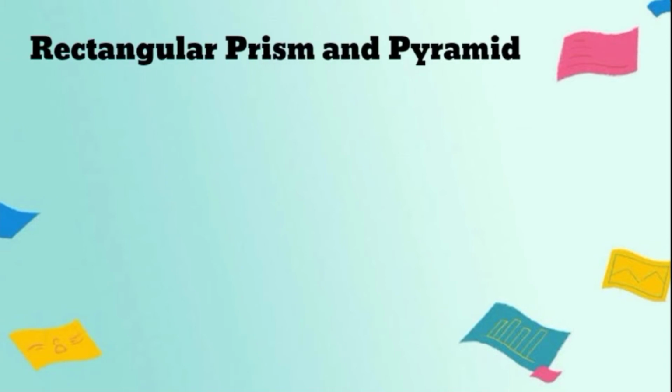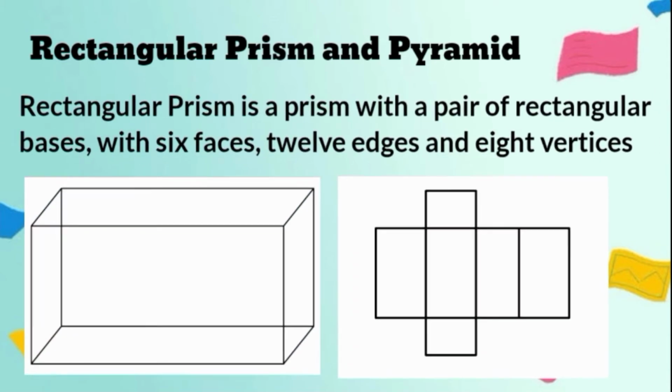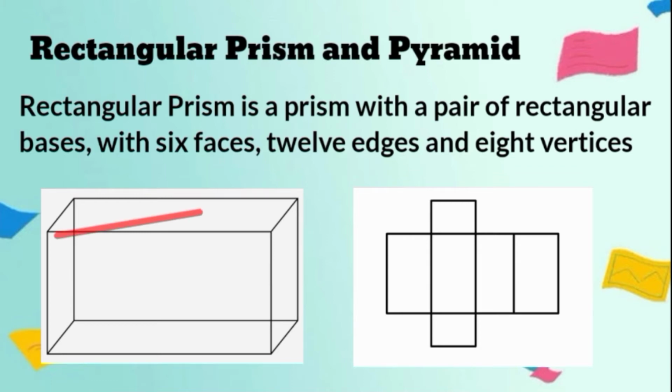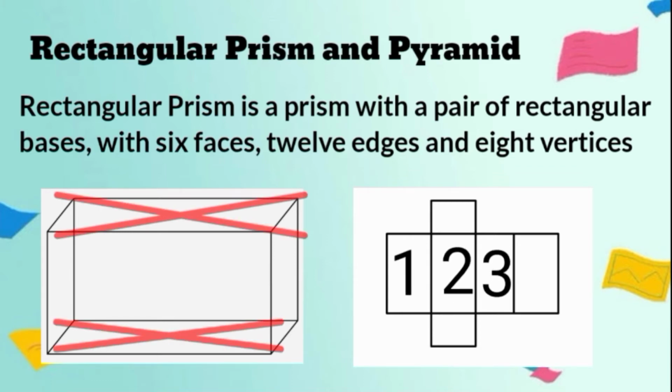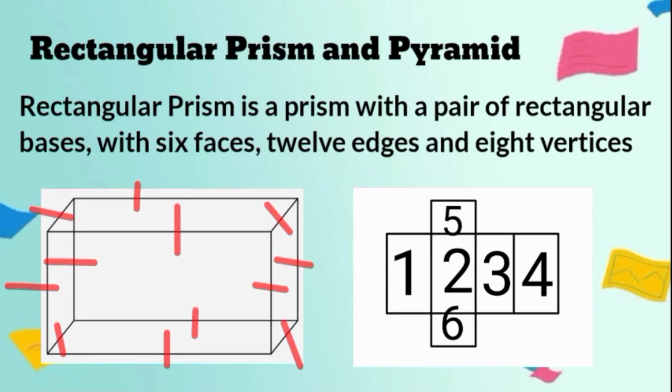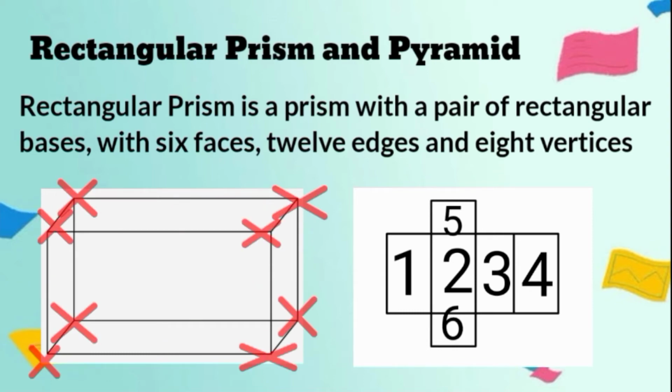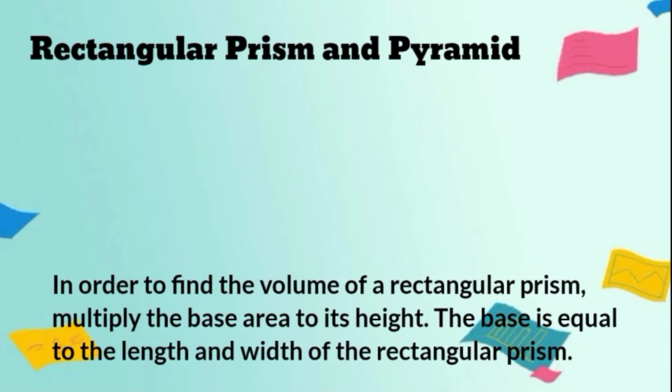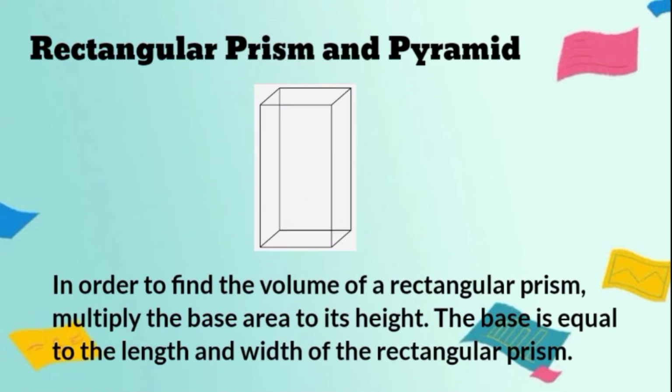Let us first discuss the relationship of rectangular prism and pyramid. A rectangular prism is a prism with a pair of rectangular bases, with 6 faces, 12 edges, and 8 vertices. In order to find the volume of a rectangular prism, you need to multiply the base area by its height. The base is equal to the length and width of the rectangular prism.